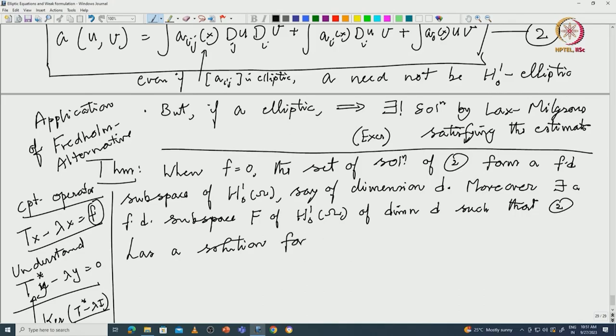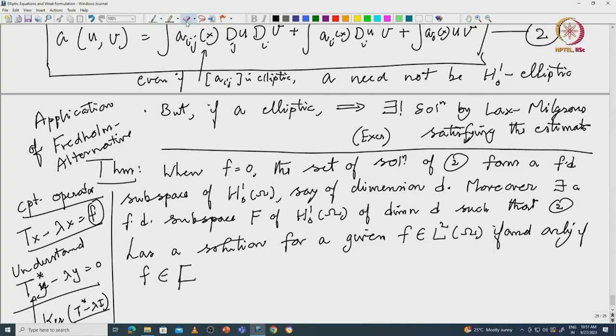for a given f in L2 of omega, if and only if f is in the orthogonal, F perp. So note that we do not assume a naught greater than or equal to 0. So let me try to give a proof of this.